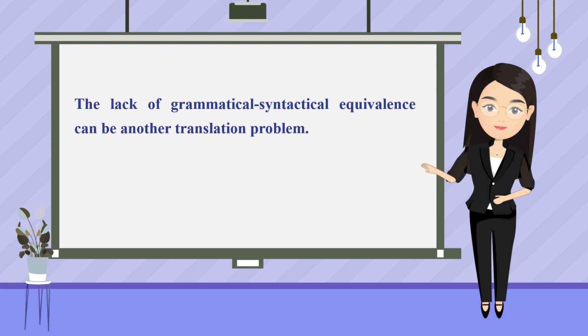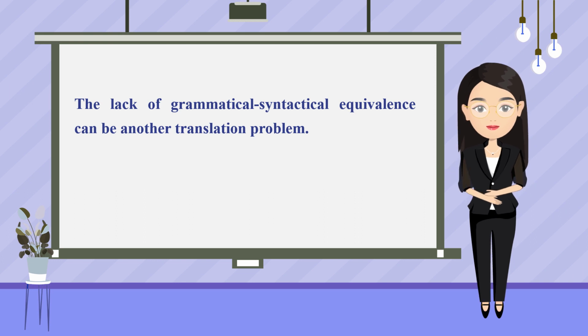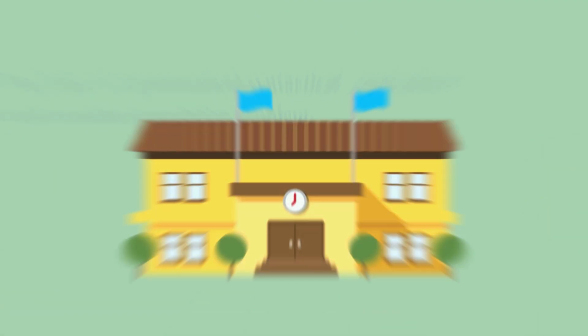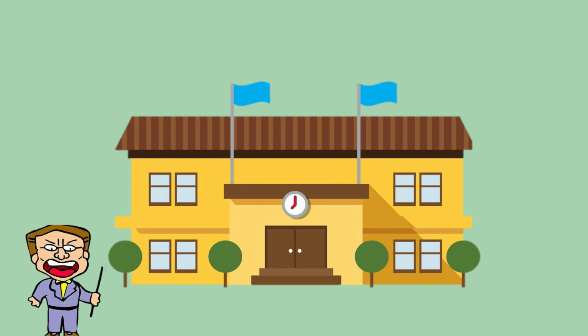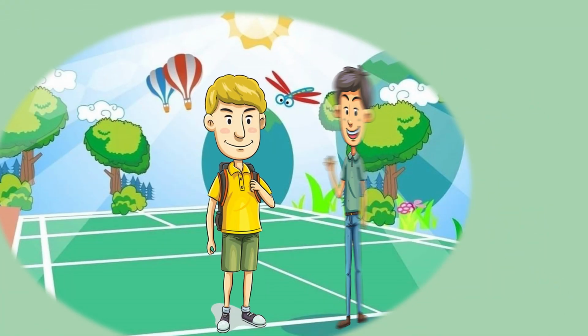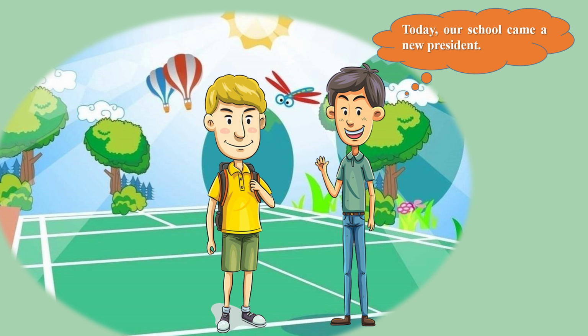This simply means that languages do not necessarily have the same grammar and syntax. For example, in Chinese, we can say, 今天我们学校来了一位新校长. But in English, the sentence, Today, our school came a new president, is grammatically and syntactically wrong.